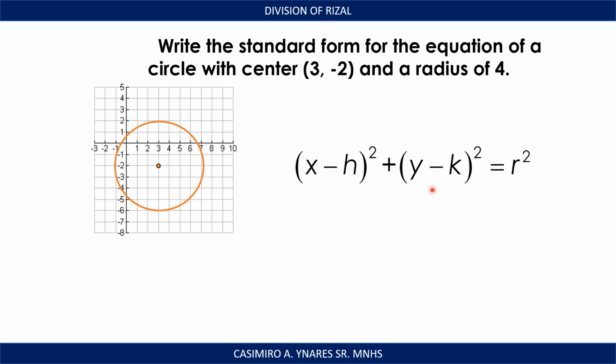Let us identify the given. What will be our h? And what will be our k? h is 3 and negative 2 is our k. And r is equal to 4.